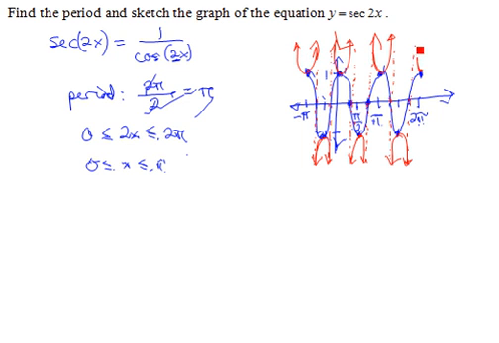So here's an approximate sketch for the secant curve that we were asked to identify. The period for that secant curve will be the same as the period for the cosine curve that we found.